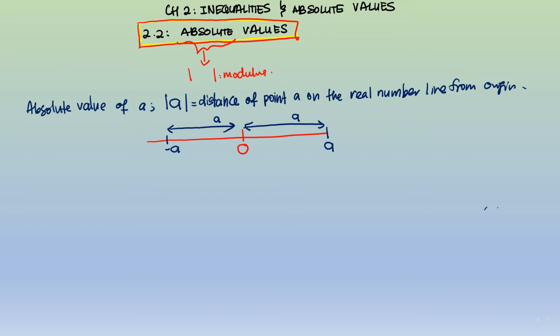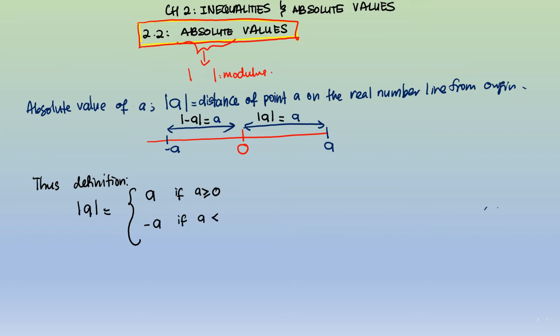So how are we going to represent this? We can write it in the form of a modulus: modulus A equal to A, and modulus negative A will also get A. Thus our definition of modulus A is: we have A if A is greater than or equal to 0, and we have negative A if A is less than 0. You can see the symbol here. Here is less than 0, meaning negative only. Here is 0 and above. So one is positive, another one is negative. We also have another definition that we will use later: modulus A is also the same as the square root of A squared. So this is our definition of modulus A.